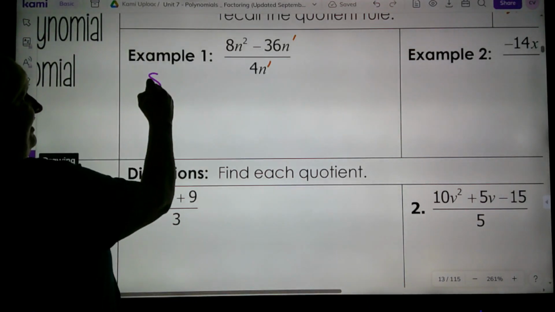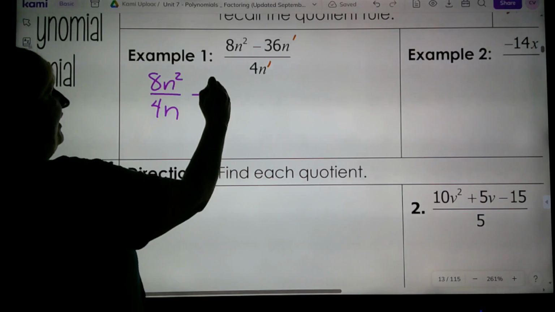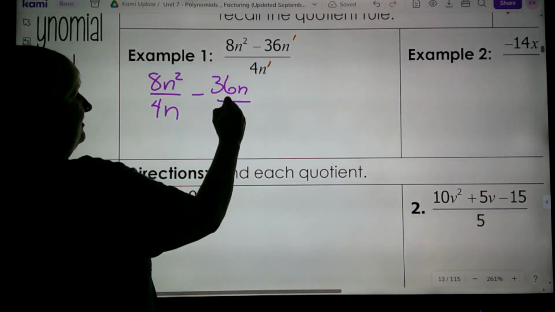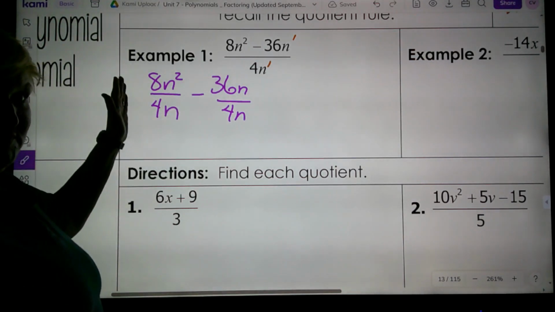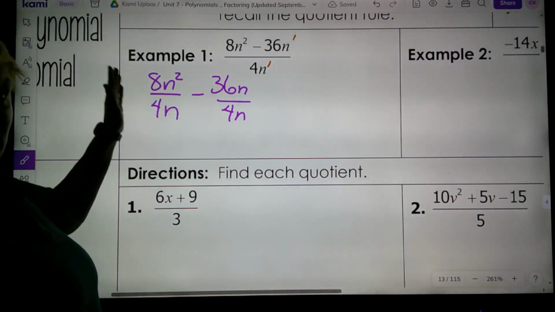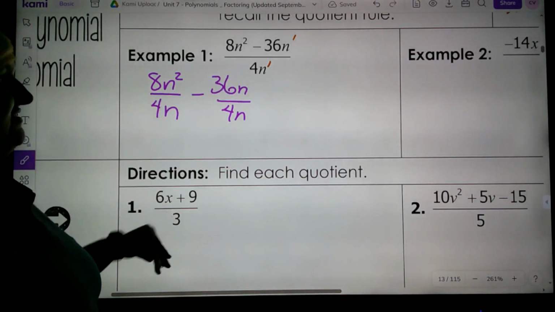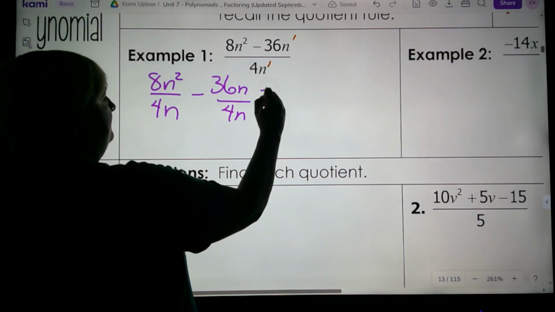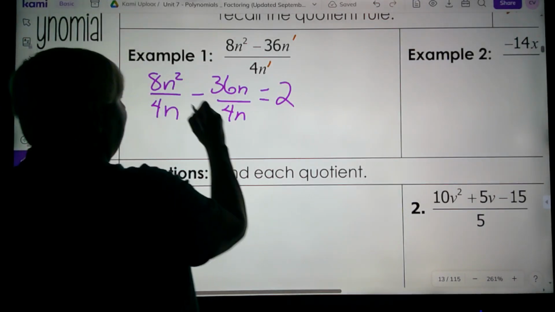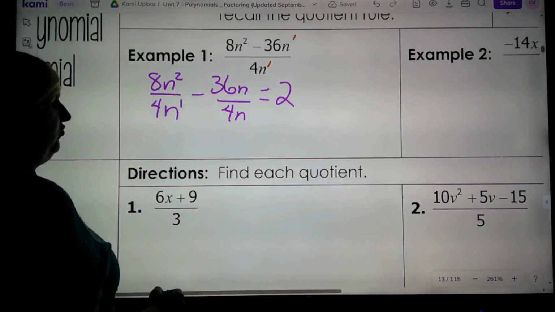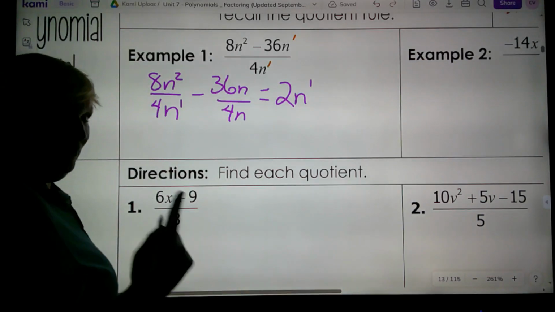If you need to actually draw it out, it's 8n squared divided by 4n minus 36n divided by 4n. 4n goes into both terms. If you need to draw it out like this, do it, or you can leave it like this. So what you're going to do is divide the coefficients first. And this is n squared minus n to the first. 2 minus 1 is 1. So you're left with 1n.